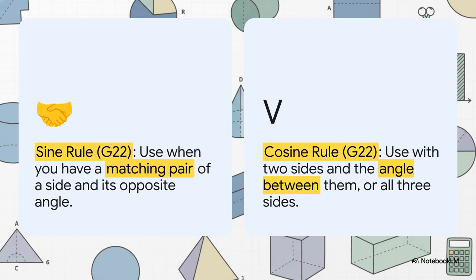Now, if the answer is no, it's not right-angled, you reach for your more advanced toolkit. But which one? Well, look for a matching pair. That's a side and the angle directly opposite it. If you have a full matching pair, you're going to use the sine rule. If you don't have a pair, like if you have two sides and the angle squeezed between them, or maybe you just have all three sides, then it has to be the cosine rule.